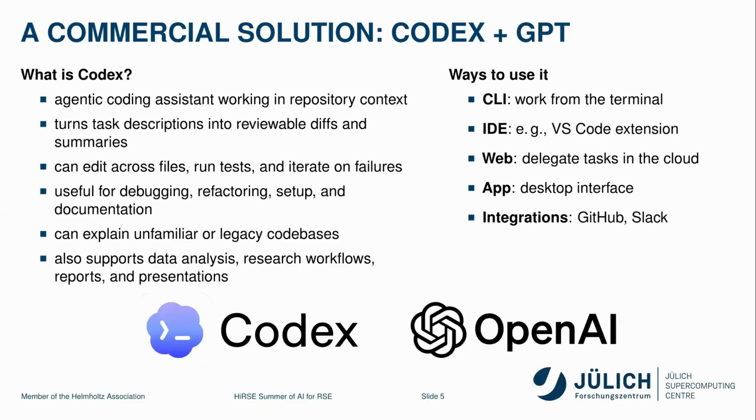So here I'm looking at a commercial solution, Codex with GPT. So what is Codex? It's an agentic coding assistant working in repository context. It turns task descriptions into reviewable diffs and summaries. It can edit across files, run tests, and iterate on failures. It's very useful for debugging, refactoring, setup, and documentation. It can explain unfamiliar or large legacy code bases. It also supports data analysis, research workflows, reports, and presentations.